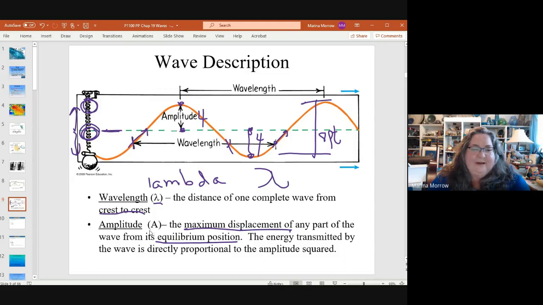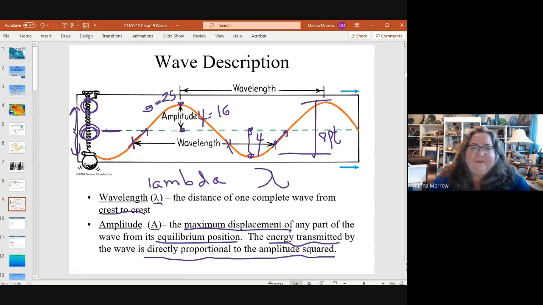Okay, so amplitude is represented by the letter A. Usually we measure it in meters also, or centimeters. And it is related to the energy. The energy transmitted by the wave is directly proportional to the amplitude squared. So if we had a 4-foot wave, right, and we square that, that would be 16. If we had a 5-foot amplitude wave and we squared it, that would be 25.